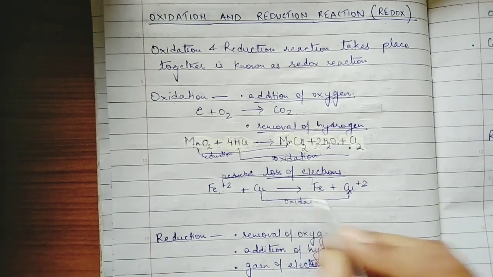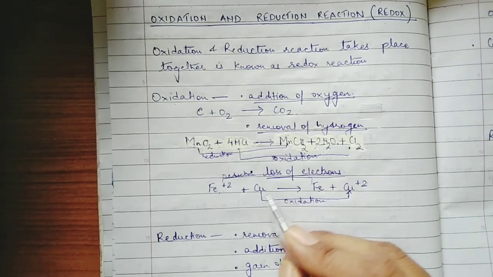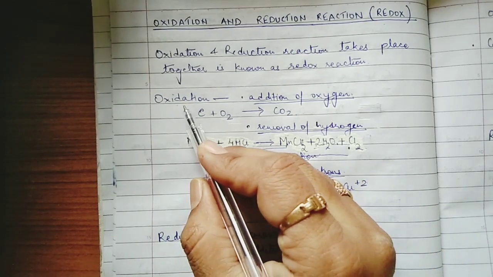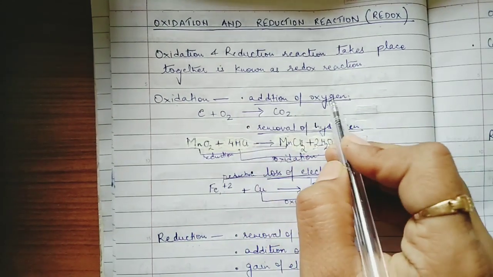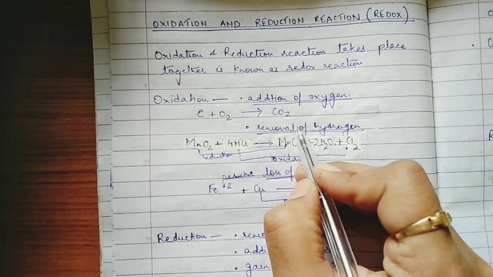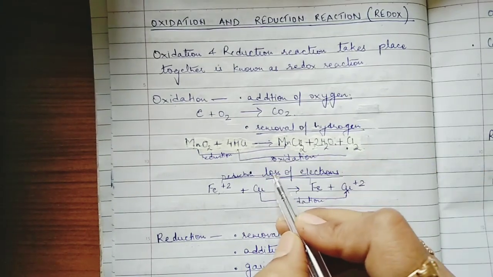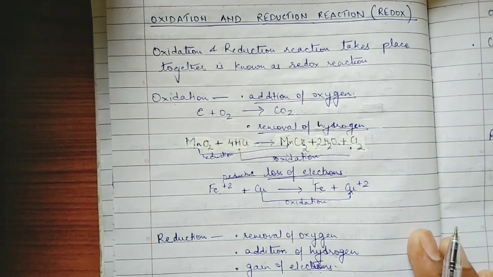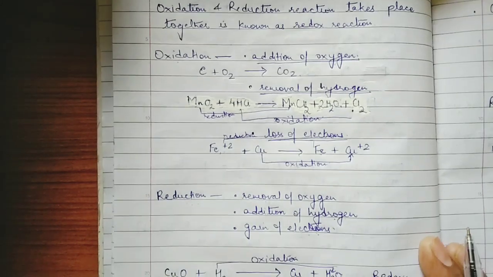So, oxidation is also the loss of electrons. Copper underwent the process of oxidation. So, this means that oxidation is either the addition of oxygen, or the removal of hydrogen, or the loss of electrons. Then let us understand what is meant by a reduction reaction.